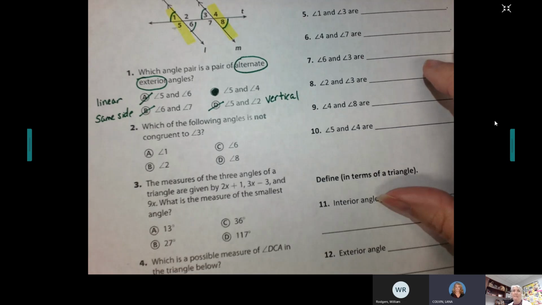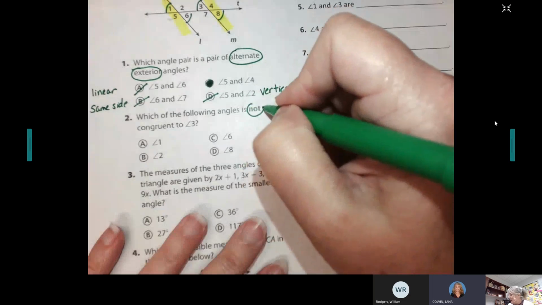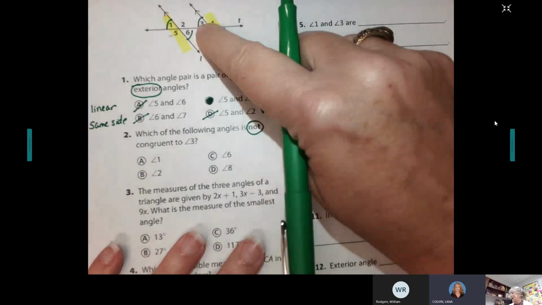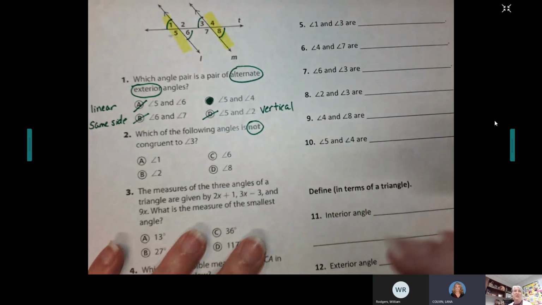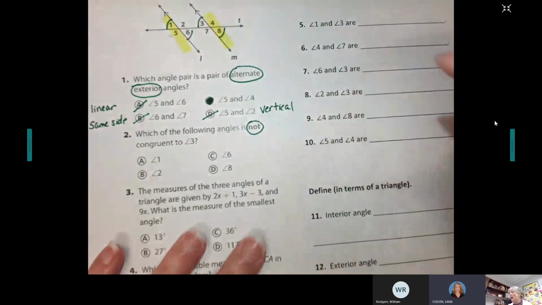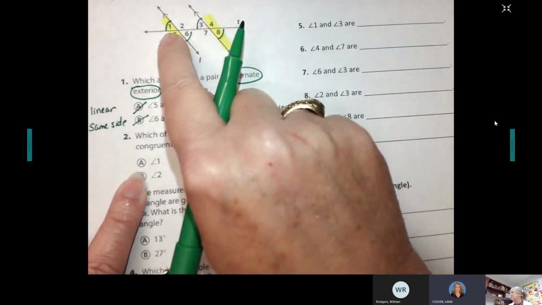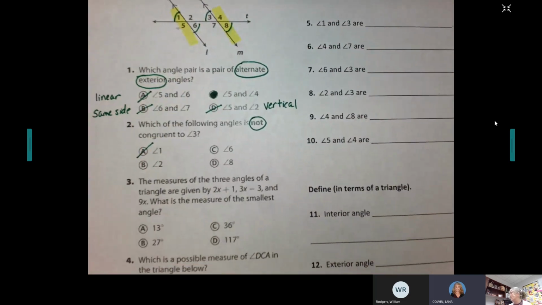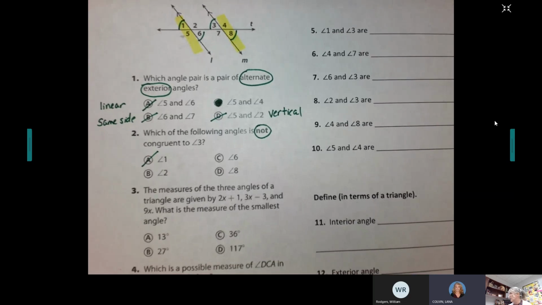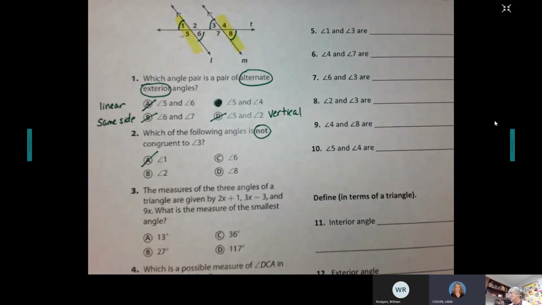Everybody okay? All right, number 2, which of the following angles is not congruent to angle 3? I have angle 3 marked. So I want an angle that's not congruent to it. I want an angle that is not marked. Okay? Angle 1, that's marked. I want one that's not marked. What's my answer for number 2? Y'all visually should be able to find it. Which one is not congruent to angle 3? Which one doesn't have a mark?